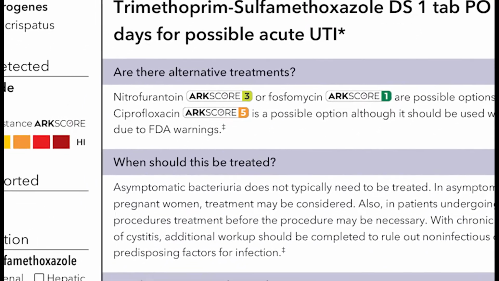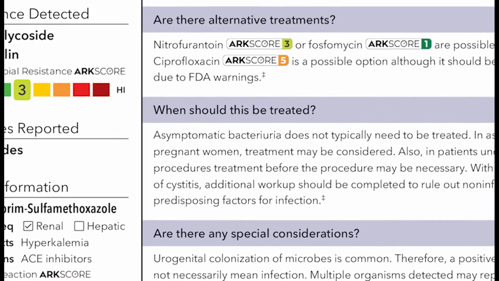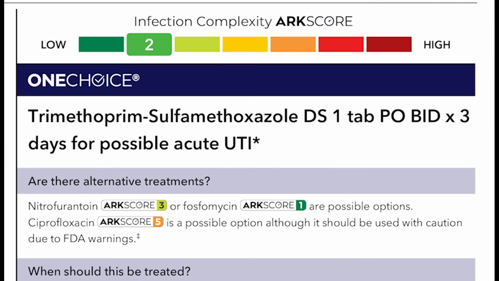If you look at the adverse drug reaction ARC score, just to get into that, you'll see that on the left side of the page, the OneChoice recommendation has an adverse reaction ARC score that's assigned to it. And in this case, we're seeing trimethoprim sulfamethoxazole, which is an antibiotic that was assigned a score of 1, which means it has a better safety profile and it is the best antibiotic regarding the adverse effects to the patient. If you look at the other antibiotics recommended in the alternative treatment paragraph, you'll see that their ARC scores are higher, like nitrofurantoin has an ARC score of 3, or Cipro has an ARC score of 5, and this is attributed to the adverse drug reactions or the side effects that could be attributed to these antibiotics.